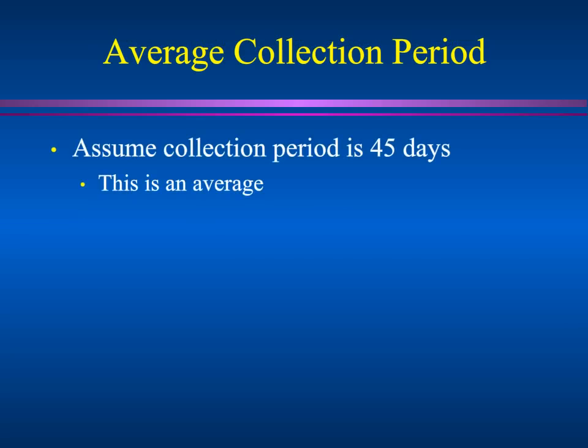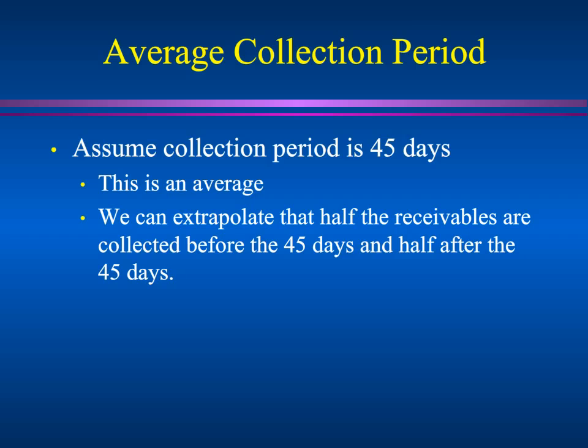Okay, just a quick note on this ratio again. If our collection period is 45 days, we could consider that an average, because the ratio yields an average. Basically what that means is half the receivables are collected before the 45 days and half after. Some are going to be collected on day 40, 41, 42, 43, and similarly up to day 50, but you get the idea. That half before and half after, since it's an average, is what we could say.